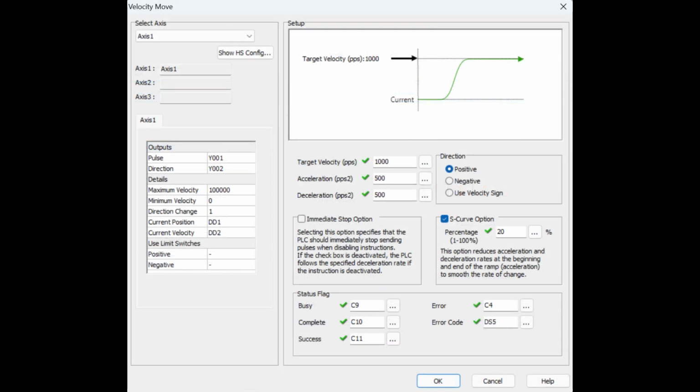For this program, I decided to use the velocity move command, as this one would allow me to move more easily in both the positive and negative directions. For this command, I had to set up my deceleration, acceleration rates, and the target velocity, as well as the direction, negative for reverse, and positive for forward.